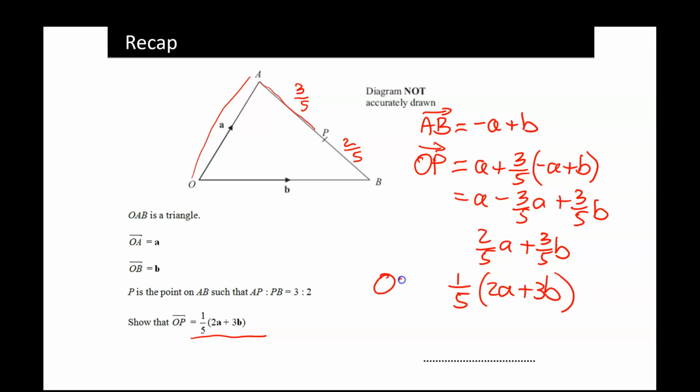Okay, so our OP is equal to that, and you can clearly see the steps we've used there to work round. You could put an extra line in here where we've done O to A plus A to P, just so everyone knows exactly what we're doing.